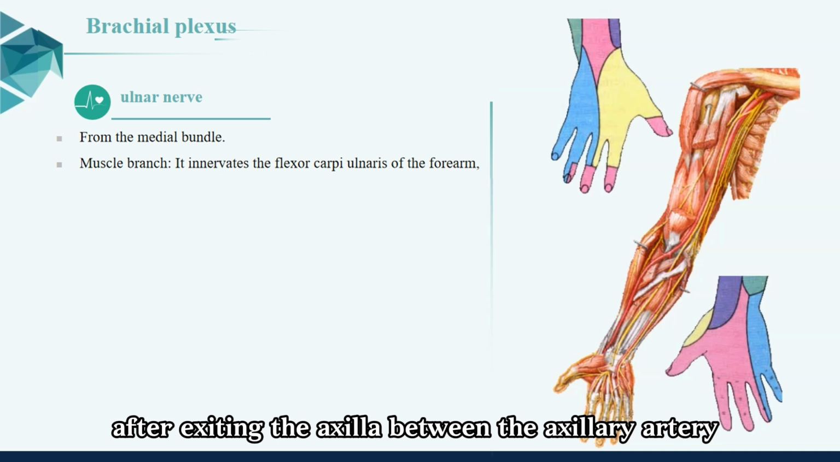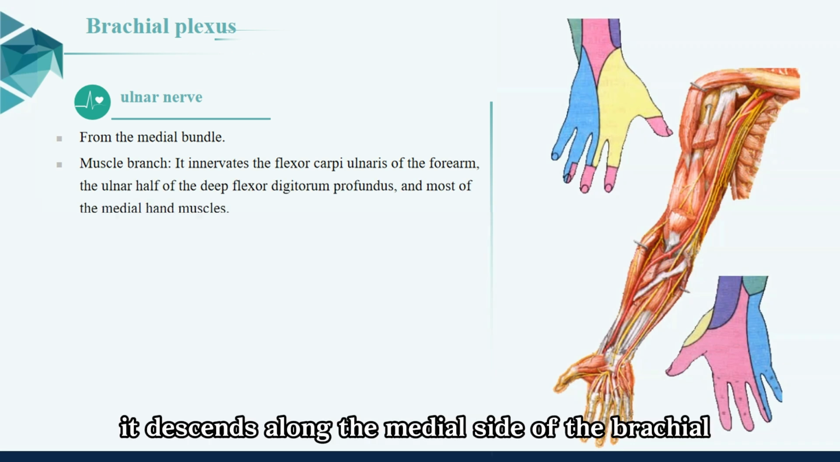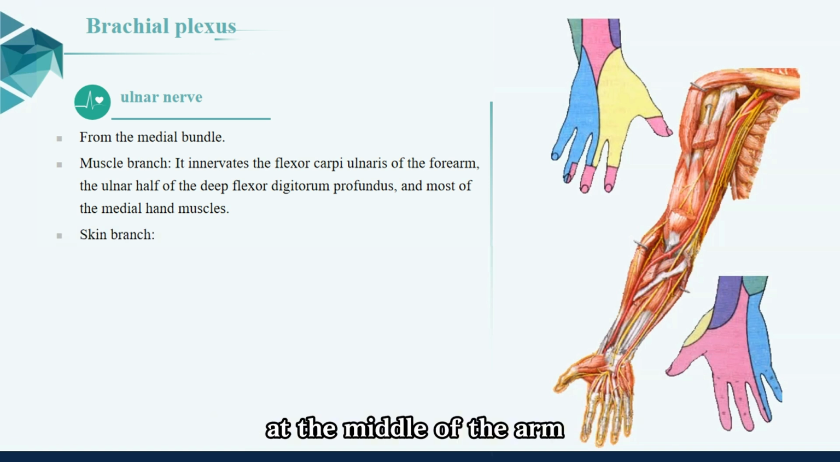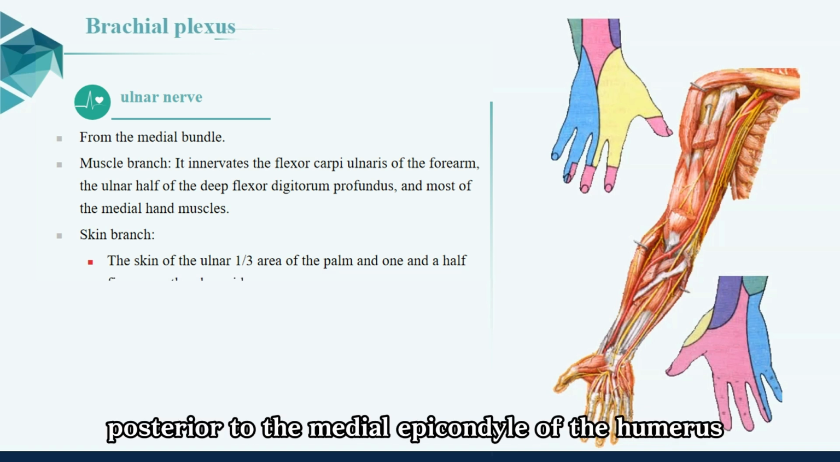After exiting the axilla between the axillary artery and vein, it descends along the medial side of the brachial artery and the medial bicipital groove. At the middle of the arm, it passes through the medial intermuscular septum to the ulnar nerve groove posterior to the medial epicondyle of the humerus.